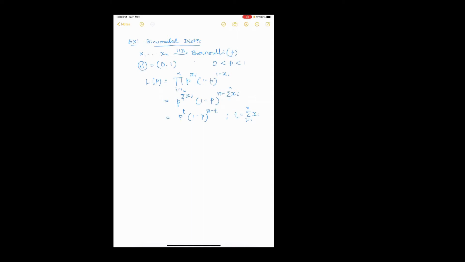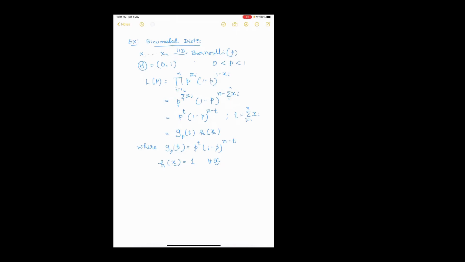Now, you see, can I write it in this way, where g_p of t equal to g of x tilde, where g_p(t) is p to the power t, 1 minus p to the power n minus t, okay, and h of x tilde equal to 1 for all x tilde. Can I write it in this way? Anybody have any doubt? So h(x) equal to 1, I'm sort of saying it's in a trivial sense.